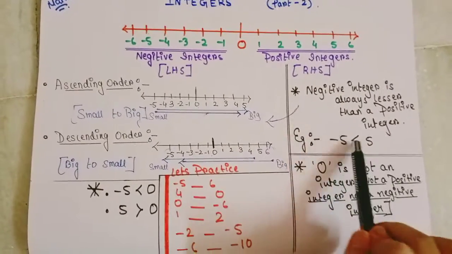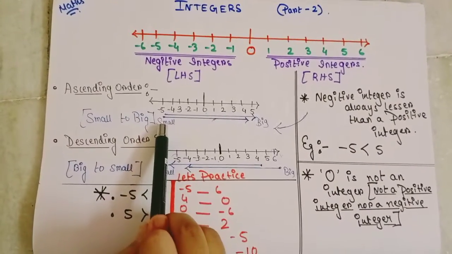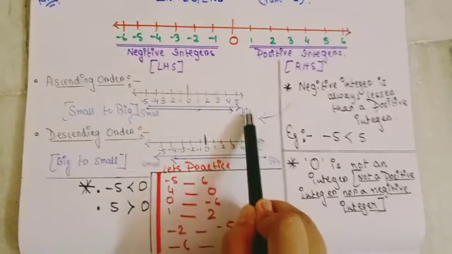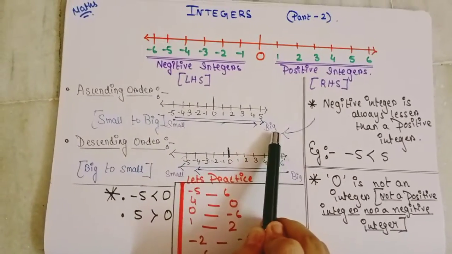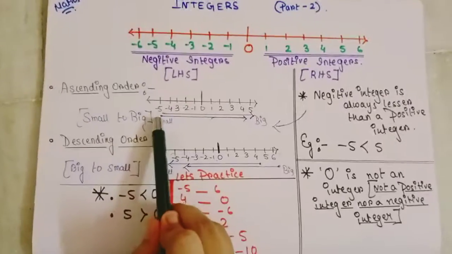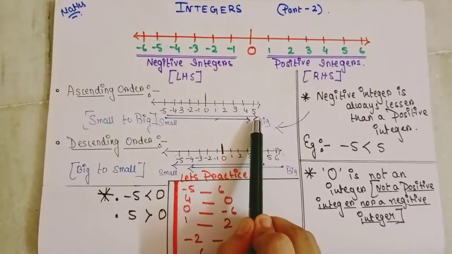As we have done in ascending order, see, I have given the arrow small to big. I have written small here and big here. So see, -5 is smaller than +5.